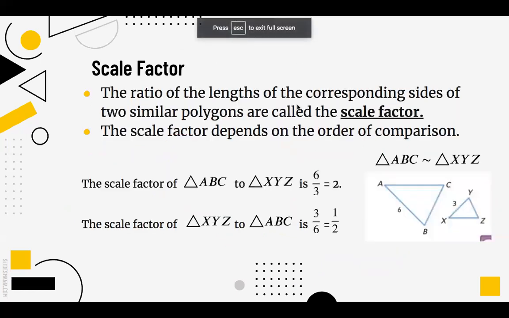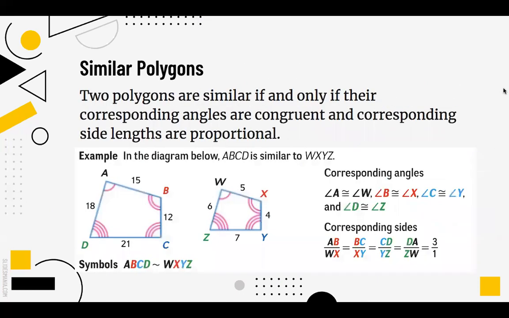All right, so now we're talking about similar polygons. Two polygons are similar if and only if their corresponding angles are congruent and corresponding side lengths are proportional. So looking at these particular figures, A is congruent to W, B to X, C to Y, D to Z. Those are our angles. They're congruent. However, our sides are proportional, which means you're going to have two shapes that look the same but are different sizes, basically a big one and a small one.